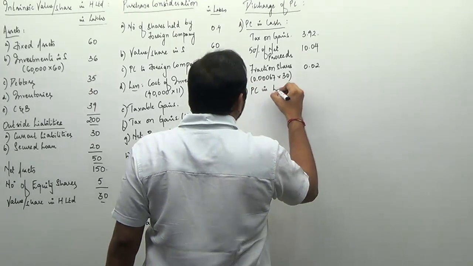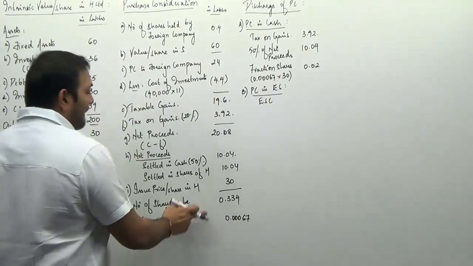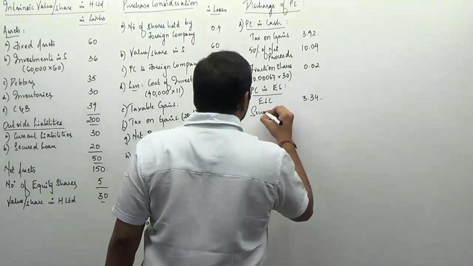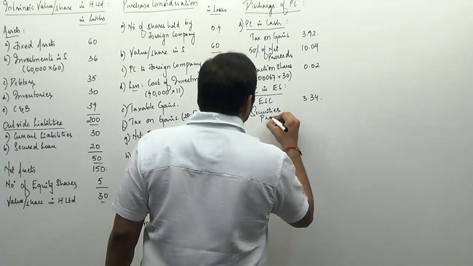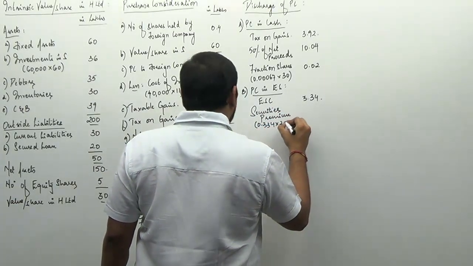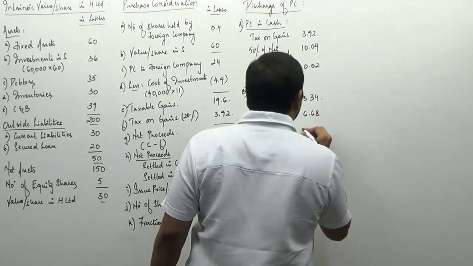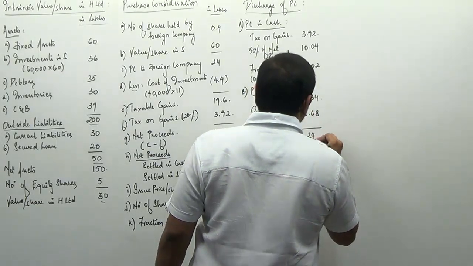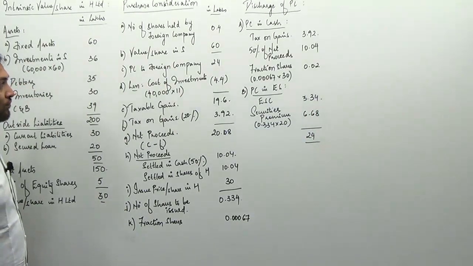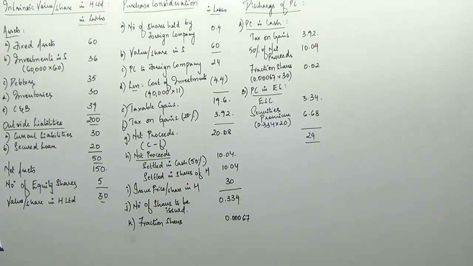Then PC in equity shares. Equity share capital. I'm issuing him 0.334 shares. Each share is 10 rupees. So 3.34. My securities premium component, 0.334 into 20. Each share is issued at 30, 10 rupees share capital. So this is 6.68. My total PC should total up to 24 again. Total PC, we already calculated it as 24. So when you total your discharge, it should be equal to 24 again.